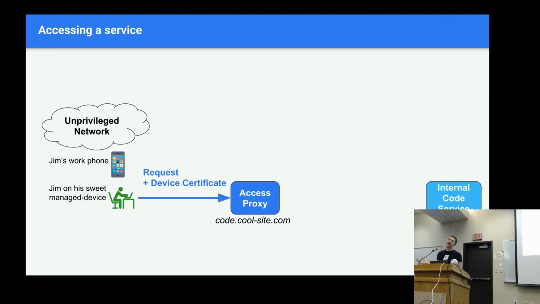So if we had some cool site, we'd be at code.coolsite.com, which is where we'd point the DNS record for the internal code service, right? And the access proxy is like, Jim, actually, who are you? So it redirects you to SSO. Because what Jim didn't do is send a single sign-on token, which means Jim hasn't authenticated yet.